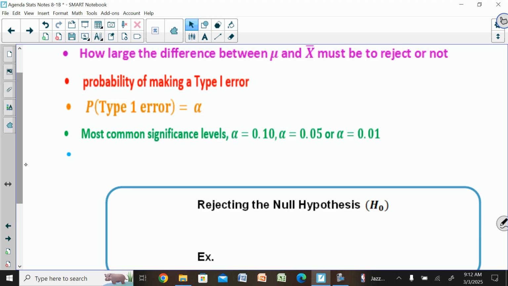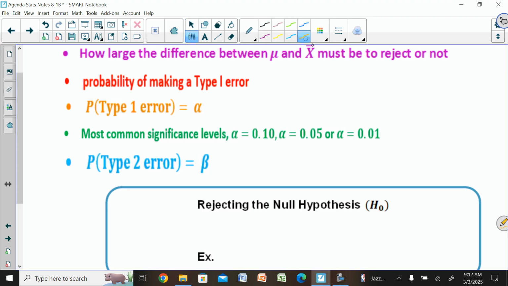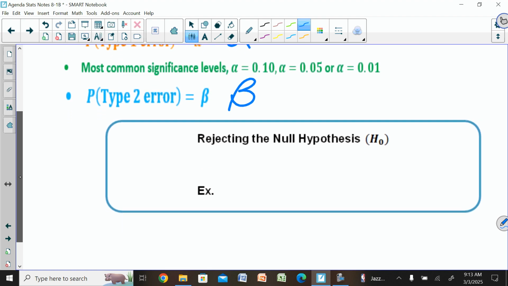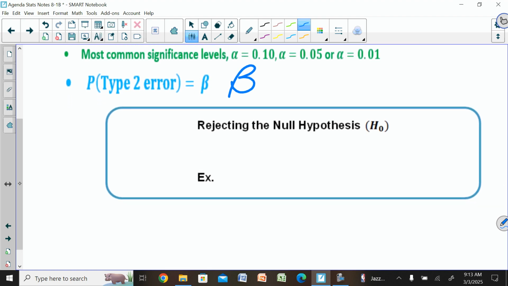And just to throw in another term, we're going to talk about type 2 errors. Our probability of making a type 2 error is beta. So we're looking at those Greek letters. Remember, this is alpha, and beta is like a little b. We'll talk about our type 1 and type 2 errors and what they mean in terms of rejecting or not rejecting our null hypothesis.